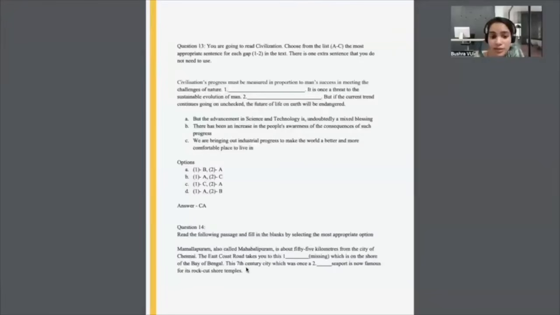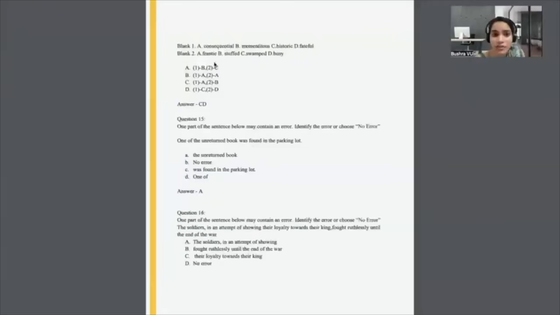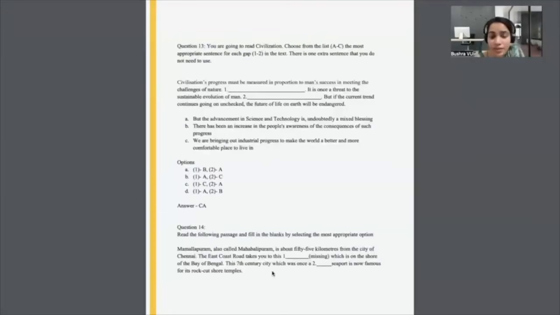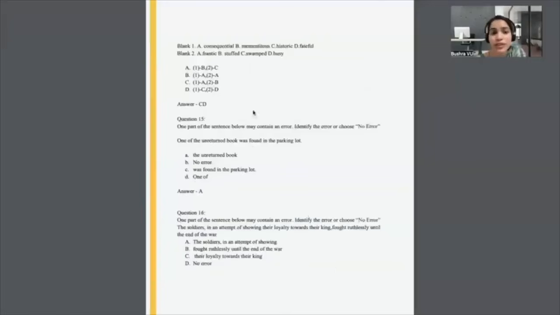So this 7th century city was once a dash seaport, is now famous for its rock-cut temples. Frantic, stuffed, swamped, busy. This 7th century city, which was once a dash seaport. We're talking about a seaport. What can a seaport be? Can it be frantic? Can it be stuffed? Can it be swamped? Can it be busy? A seaport is going to be busy. So that's why the correct option is D.